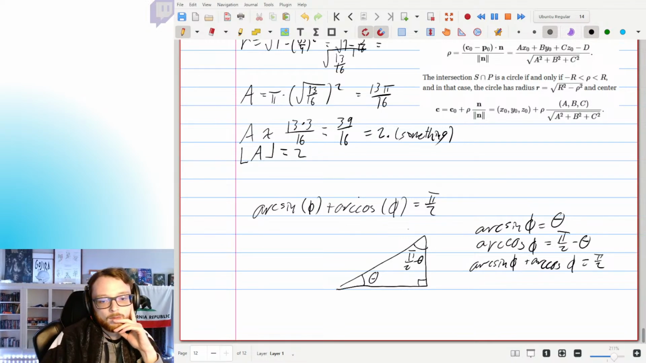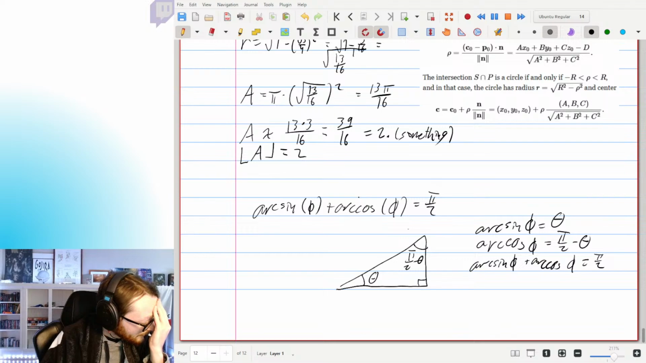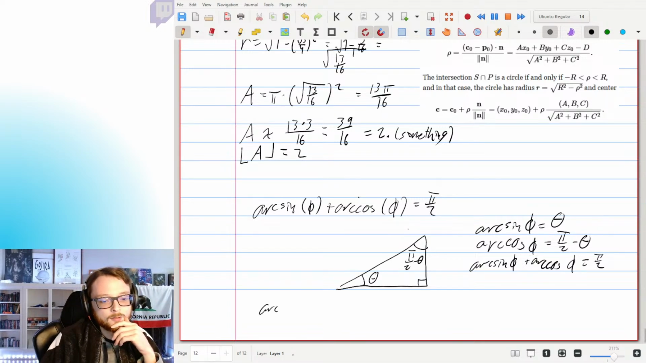So I guess that's why. The one that I'm more used to seeing is, oh, what's the one with tangent? It's arctan x plus arctan 1 over x, I think is the one that I see more often. And I think that's also equal to pi over 2.